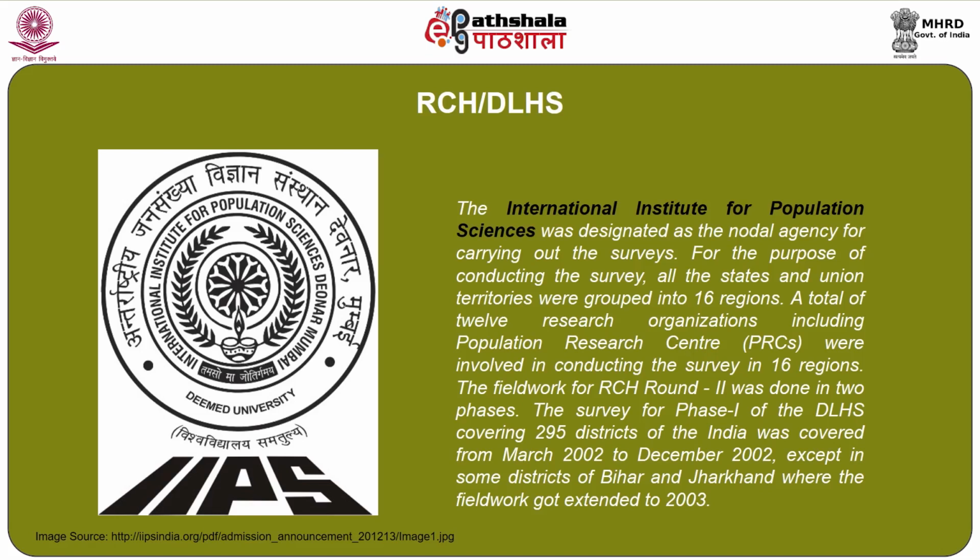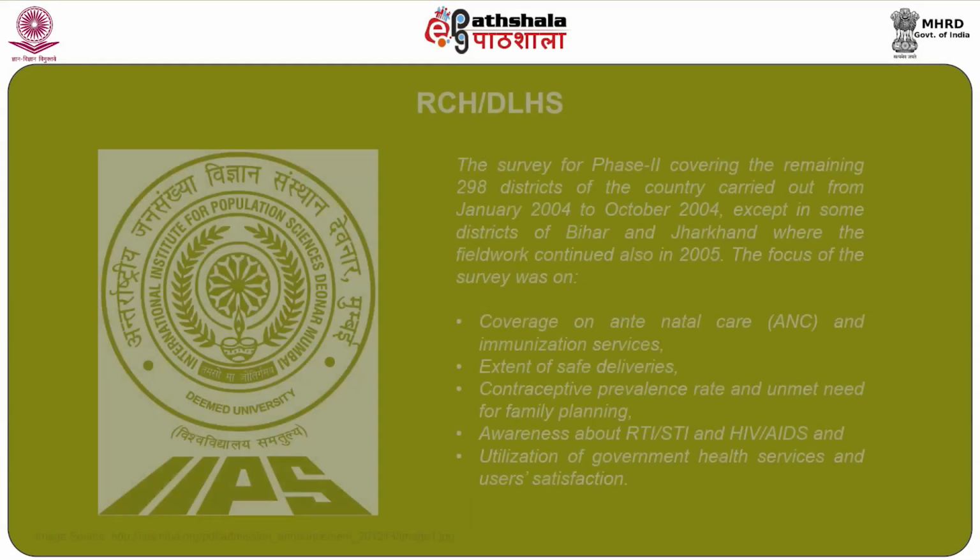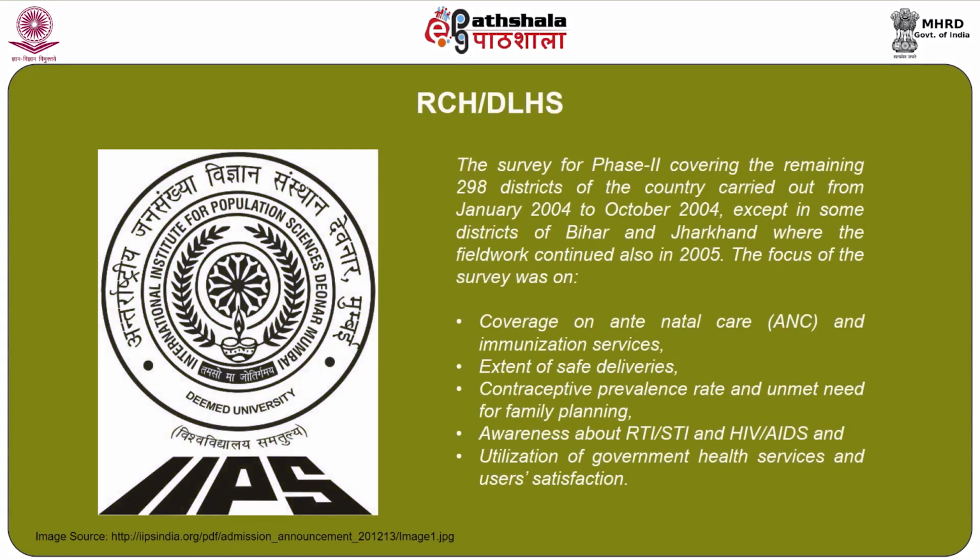The field work for RCH Round 2 was done in two phases. The survey for phase 1 of the DLHS, covering 295 districts of India, was carried out from March 2002 to December 2002, except in some districts of Bihar and Jharkhand, where the field work got extended to 2003. The survey for phase 2, covering the remaining 298 districts of the country, was carried out from January 2004 to October 2004, except in some districts of Bihar and Jharkhand, where the fieldwork continued also in 2005.